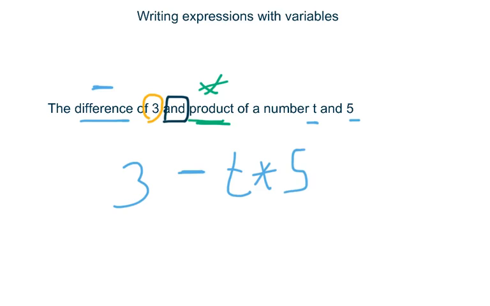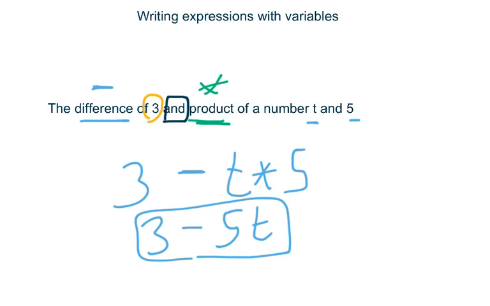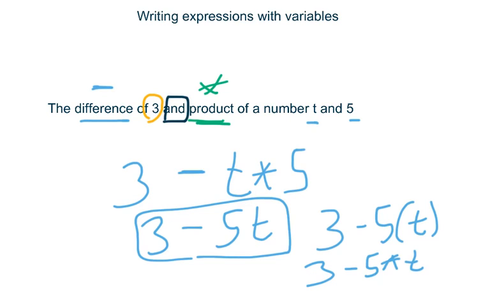So you could write it like this, 3 minus t5. But normally we put the number before the variable. So the more appropriate way to write this is 3 minus 5t. You could also write 3 minus 5 parentheses t. You can also write 3 minus 5 times t. But this is your best answer here.